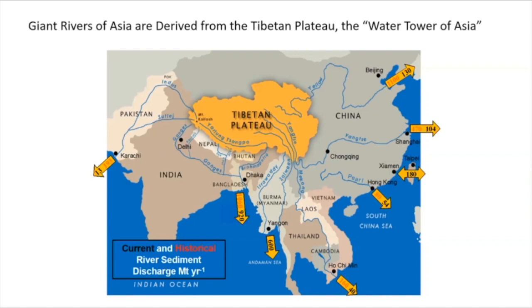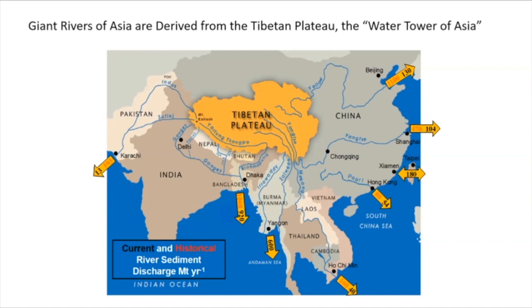Okay, a lot of these rivers have major dams in place, and so their historical loads are much greater than the current day loads. The exception is the Irrawaddy. It's a relatively natural system, although there are plans to dam the main stem.